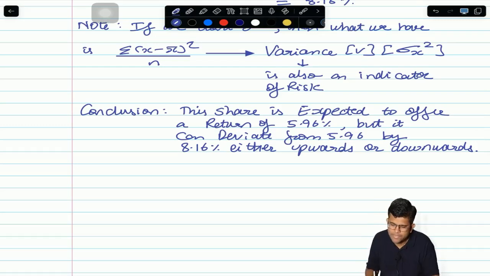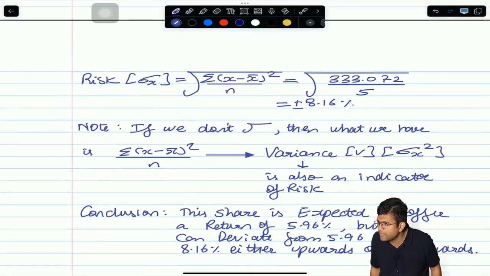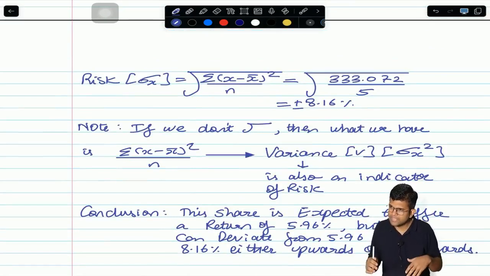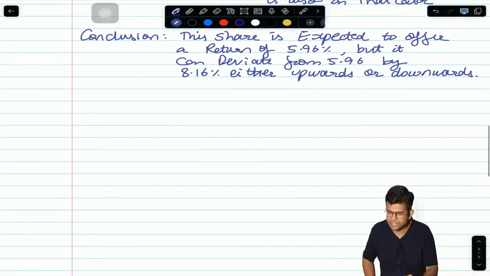Upwards, downwards, you must have studied in childhood. The sigma you get is plus minus. Now you remember something like that? Sigma you get is plus minus, and when you root it, plus 8.16 and minus 8.16, both answers are correct. Everyone clear? So that is maths. For us, it is like upwards or downwards, anything can happen.